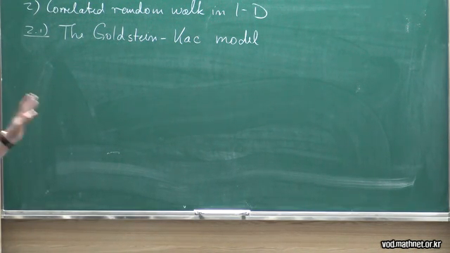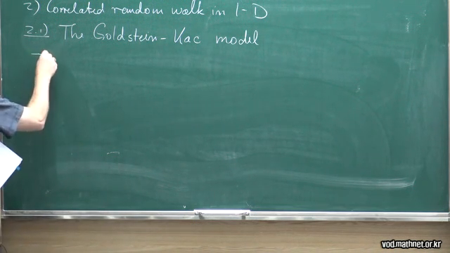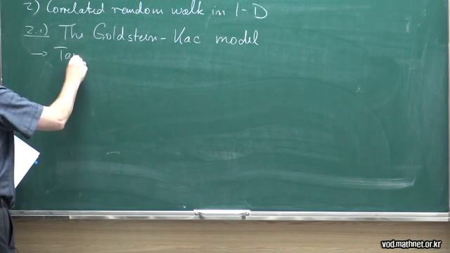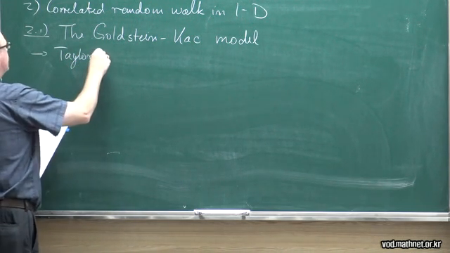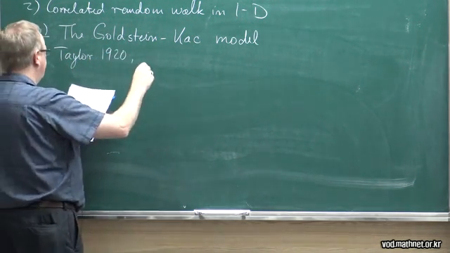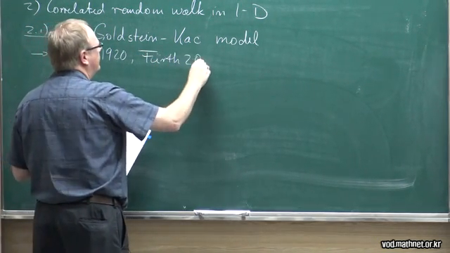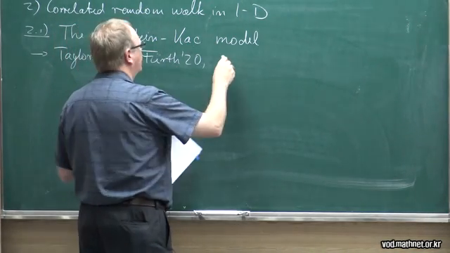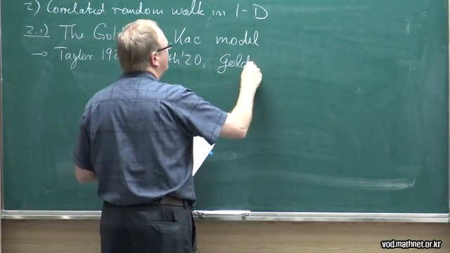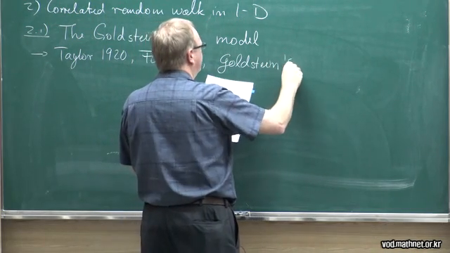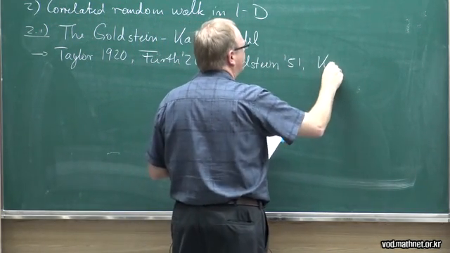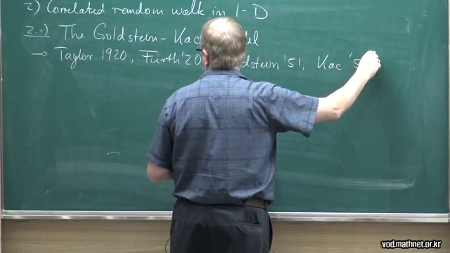So everything I do today is basically right on the PDE level, and then how the speed and the turning rate enter the PDE you will see very quickly. Before I do this, let me give you some references. This was first considered by Taylor in 1920, so it's relatively old. Fürth also in 1920. Then by Goldstein in 51 and Katz in 56.